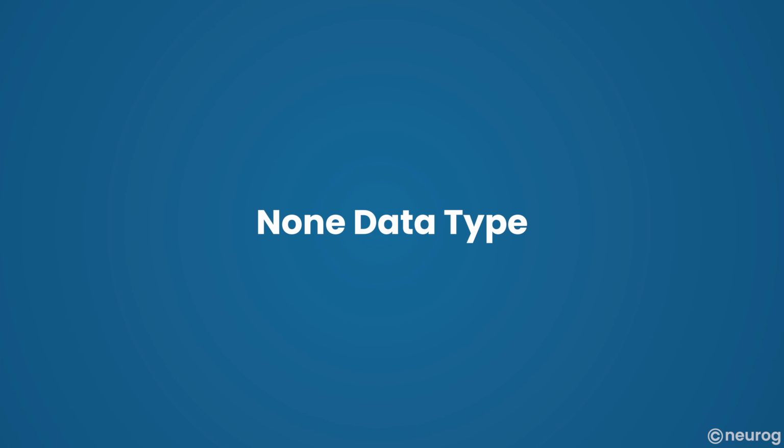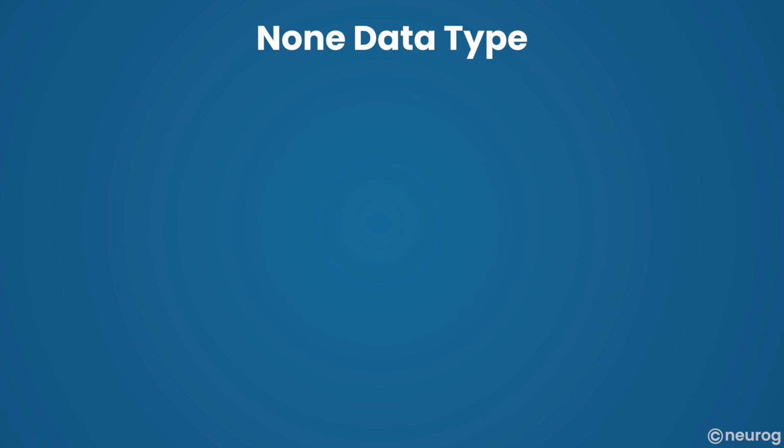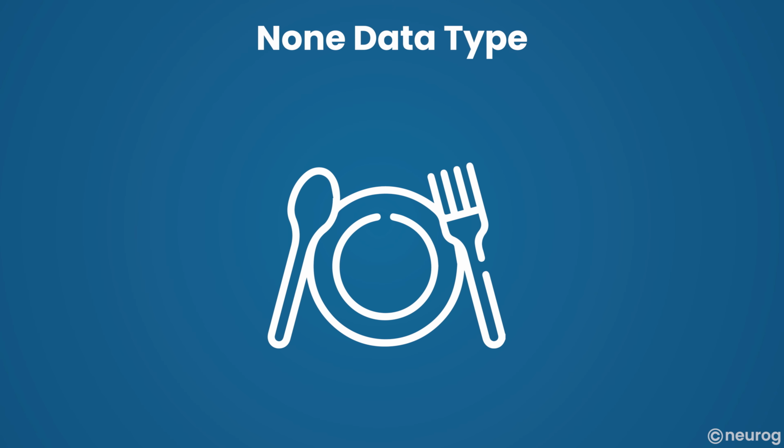And lastly, let's talk about the None data type. So in Python, None is a special data type that represents the absence of a value or a null value. Picture an empty dining plate. It's like None in Python, signifying the absence of any value.